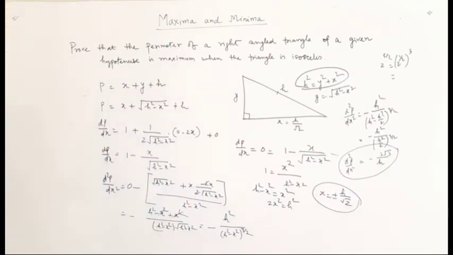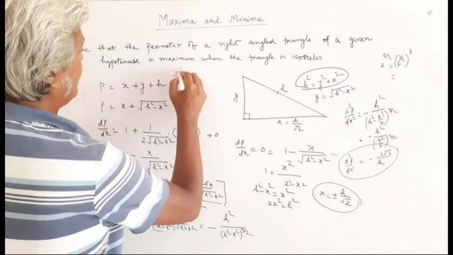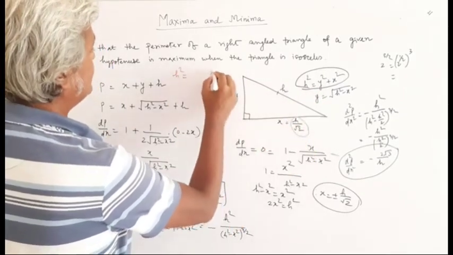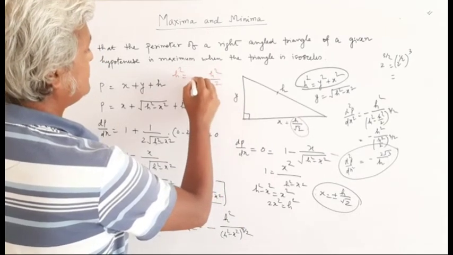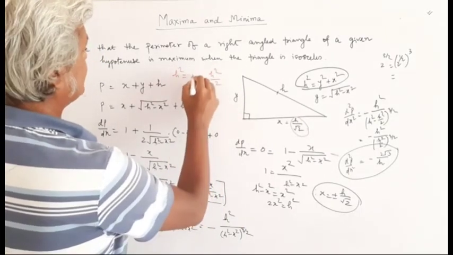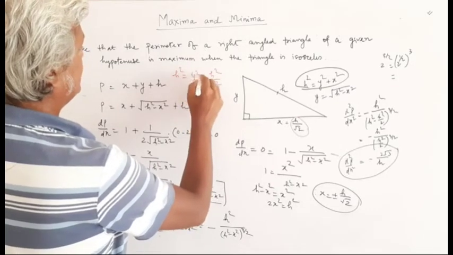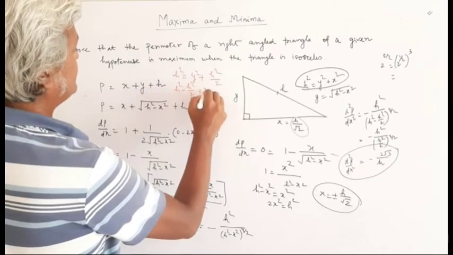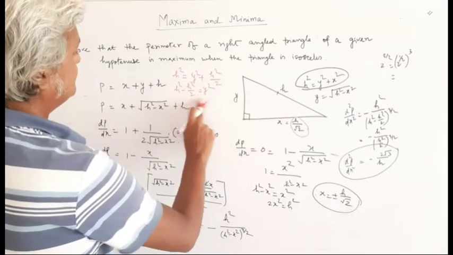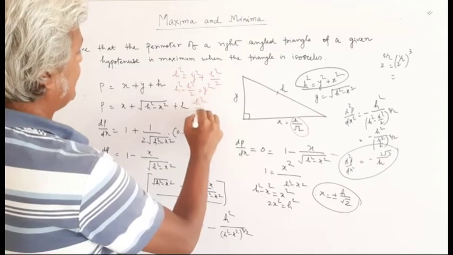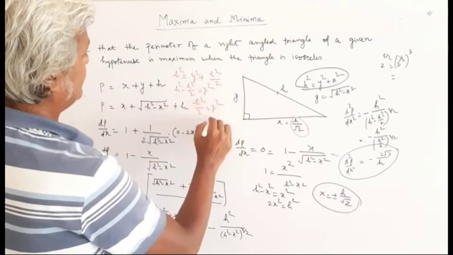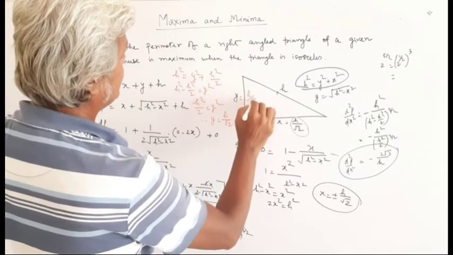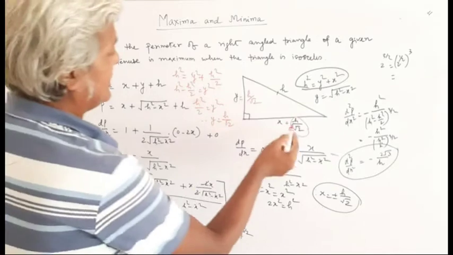So now I use the red ink here. You see h square equals, what is x square? That is h by root 2 squared, that is h square by 2, and this is y square. So h square minus h square by 2 is y square, that is, we are getting h square by 2 is y square, therefore y is also h by root 2. So this is h by root 2. So this is an isosceles triangle.